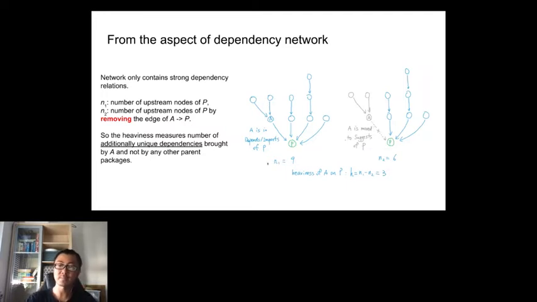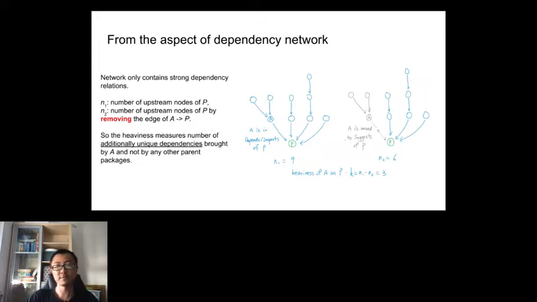So in this example, N1 is 9. There are 9 upstream packages, and N2 is only 6. So there are only 6 strong upstream packages. So the heaviness is the difference between 9 and 6, which is 3. So basically, the heaviness measures the number of additional unique dependencies that A brings to P that are not brought by any other parent packages.